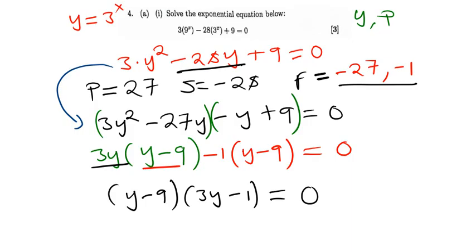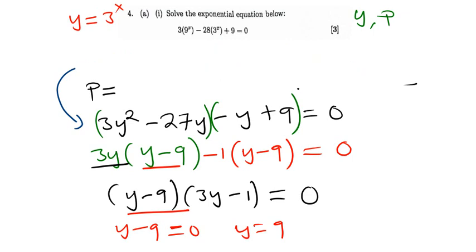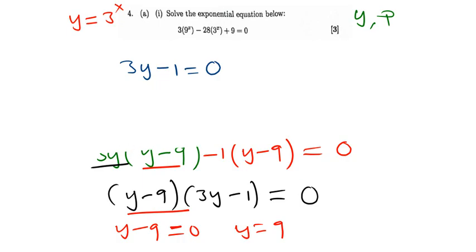So equate this to 0, so y minus 9 is equal to 0, giving us y is equal to 9 for the first case. And then the other case, we can just say let our 3y minus 1 be equal to 0 as well. So what is that equal to? So our 3y is equal to 1, y becomes 1 over 3.